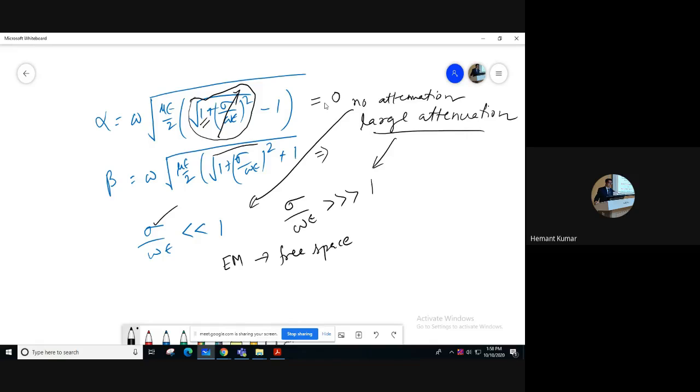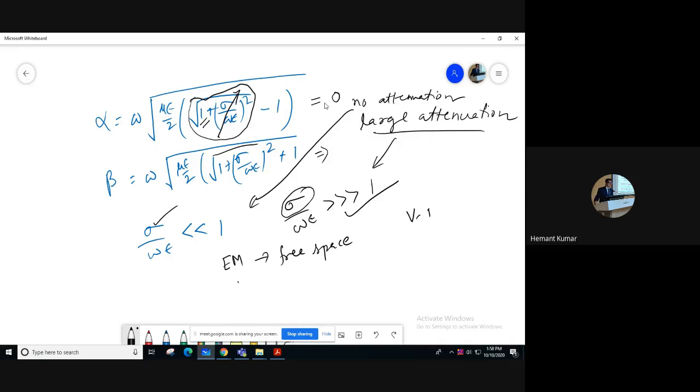But what happens in a conductor? The conductivity is very large, so sigma upon omega epsilon will become a very large quantity. So the EM wave will attenuate, right? The EM wave will not be propagating in the conducting medium. So it is totally opposite to the VI waves.